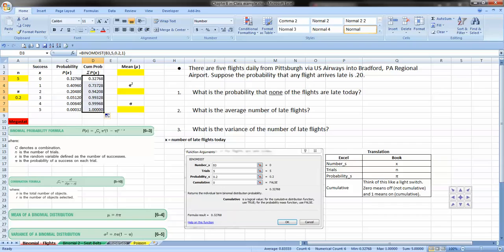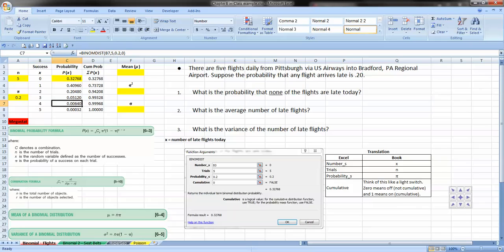So for the answer to number 1, what is the probability that none of the flights are late today? It's 0.32768. If we wanted to know what's the probability that 4 are late today, we just go to the 4 row in our probability distribution.